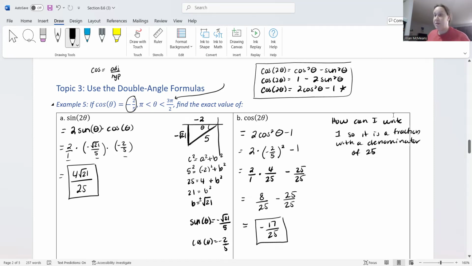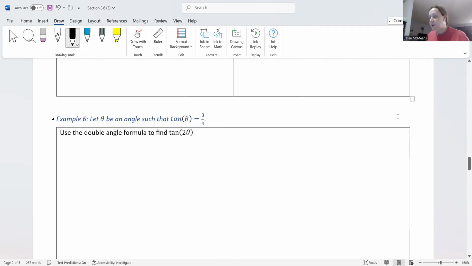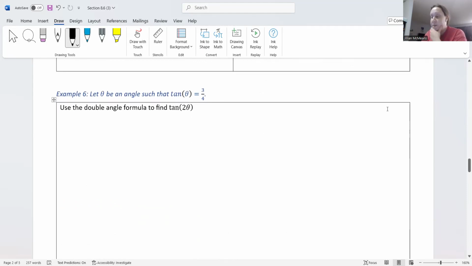Let's look at an example with tangent. Okay, so example 6 says, let theta be an angle such that tangent of theta equals 3/4. Okay? And then it says, use the double angle formula to find tangent of 2 theta.